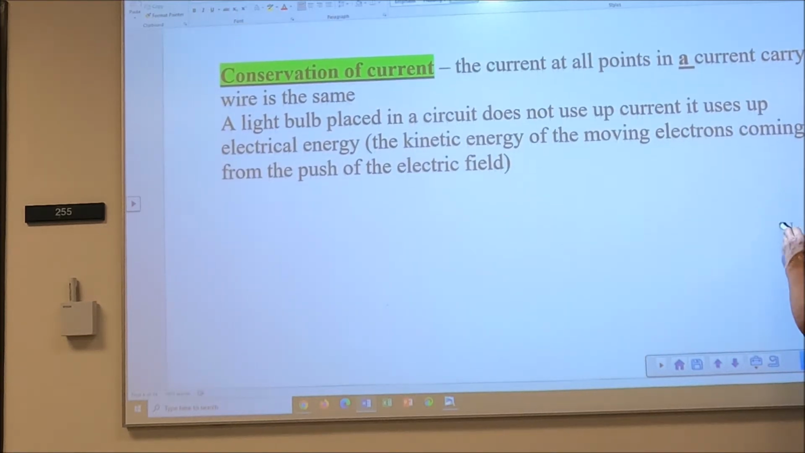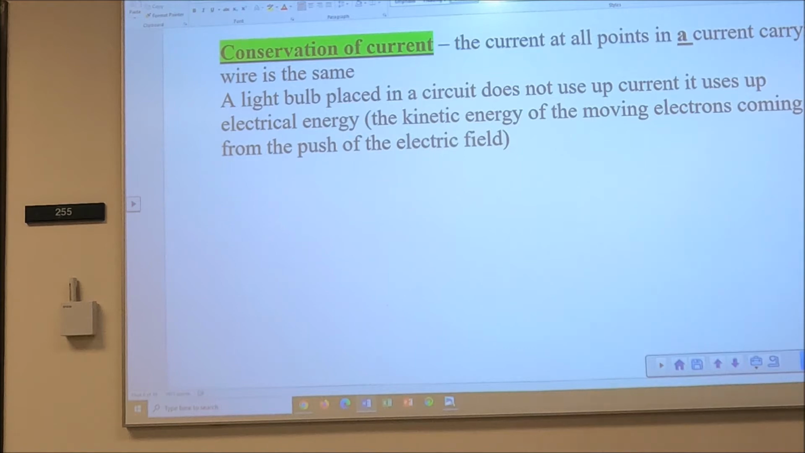Now, meet a law, the law of conservation of current. It says that the current at all points in a current carrying wire is the same. So light bulbs placed in a circuit don't use up current. Okay? Think about the current as like water going through a water wheel. Okay? We can grab energy from the water turning a water wheel, but we don't use up the water. Okay? It doesn't slow down the flow of the water.